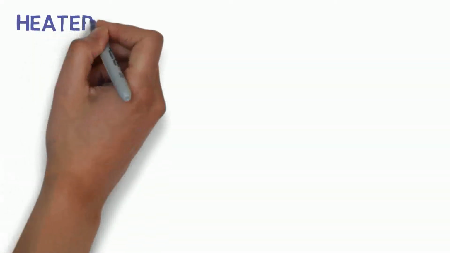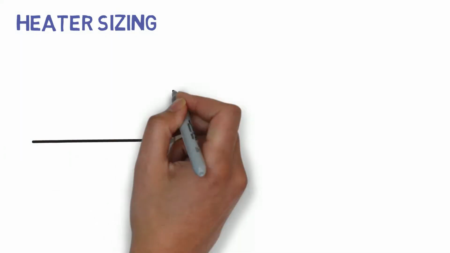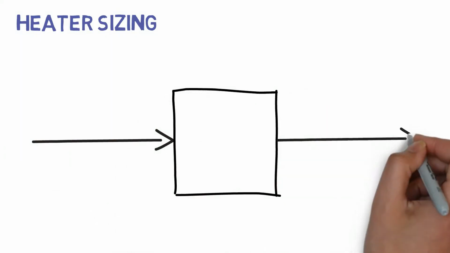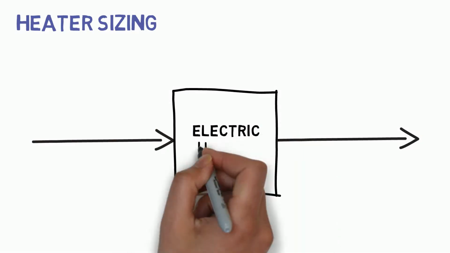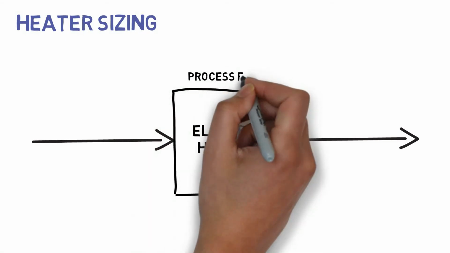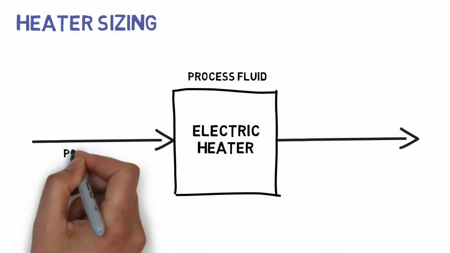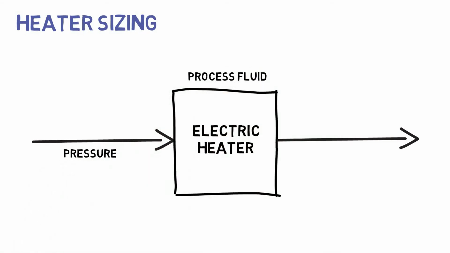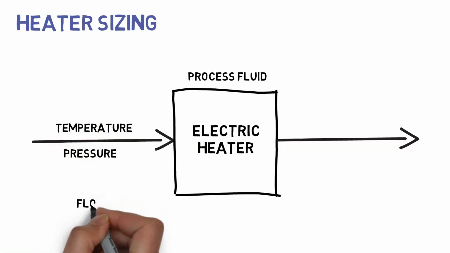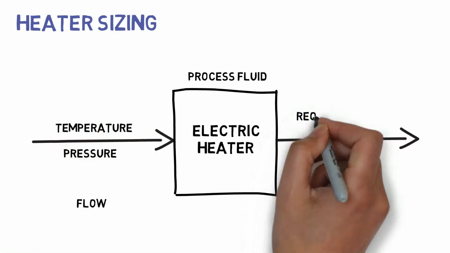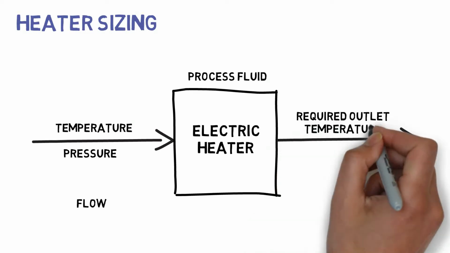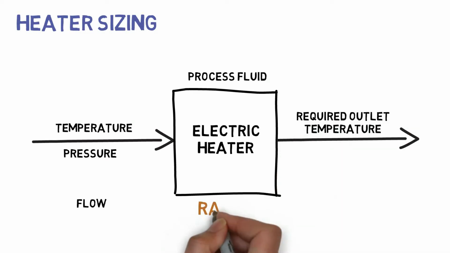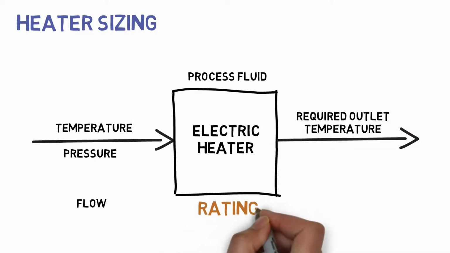To do the heater sizing, we need the following input parameters first. Required parameters are process fluid details, inlet pressure, inlet temperature, process flow rate, required outlet temperature. As a result, we can find out the rating of the electric heater.